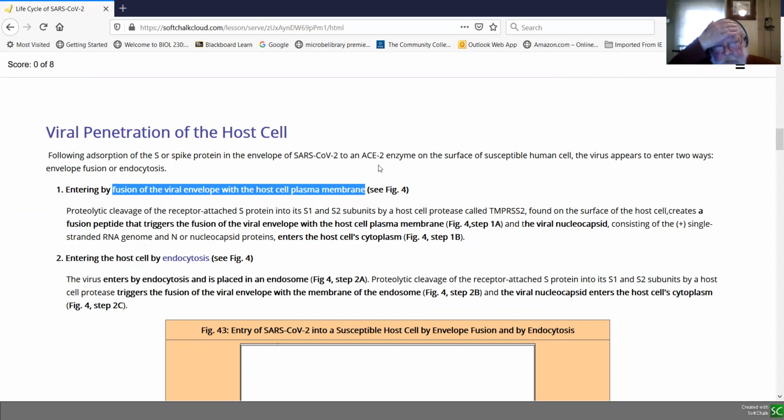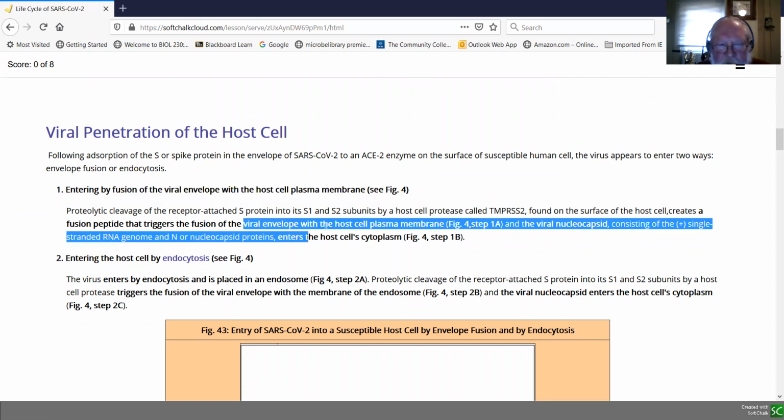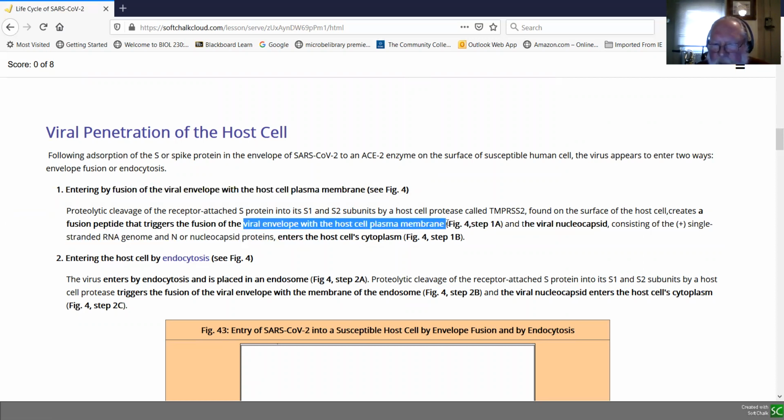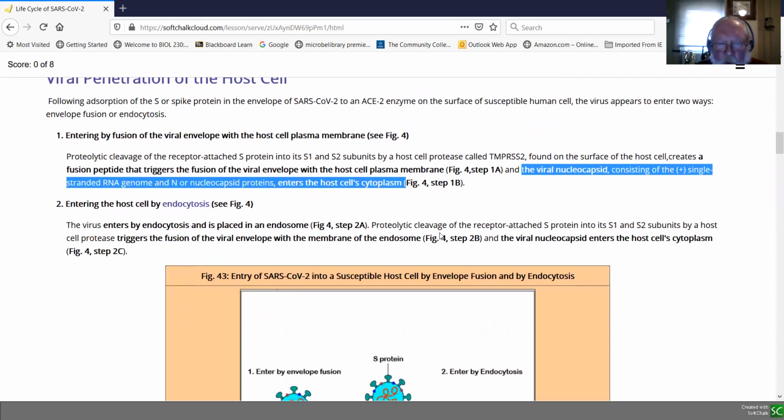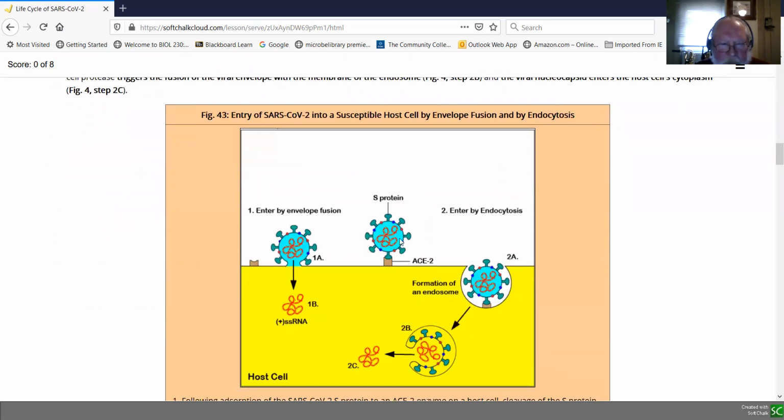So number one, entering by fusion of the viral envelope with the host cell plasma membrane. Once the virus absorbs to the ACE2 enzyme with its S1 subunit of the spike protein, the S2 subunit is a fusion peptide that allows the viral envelope to fuse with the host cell plasma membrane. And that allows the viral nucleocapsid to enter the cytoplasm. And we see that below in Figure 4, Step 1b.